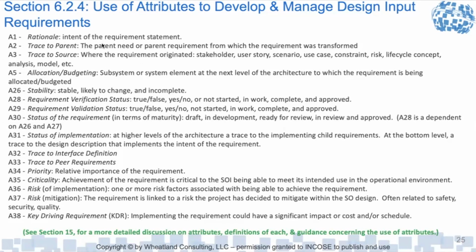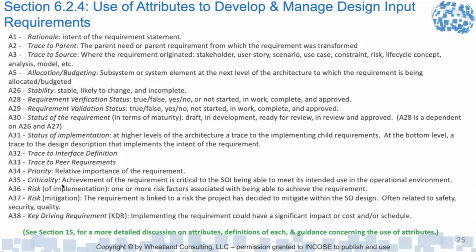But if you had a parent requirement that was allocated to your system of interest, then that system expects to see children requirements that address that allocated requirement. And so we're going to have both the trace to parent, trace to source. I talked about the allocation and budgeting part, and there's a whole bunch of other attributes that we can use to help better define and manage our requirements.